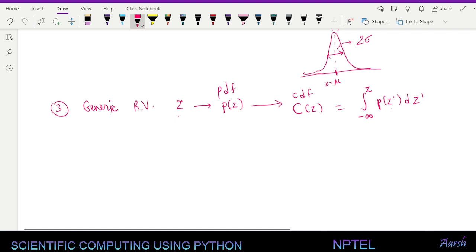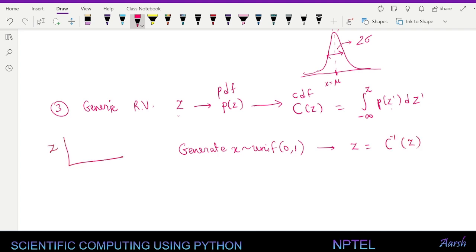Okay, and then generate uniform x. So x from a uniform distribution from 0 to 1. Then calculate z using C inverse. So basically, you have C of z as a function of z, and it starts from 0 and goes to 1, right? This is the only thing that can happen because it's a cumulative distribution.